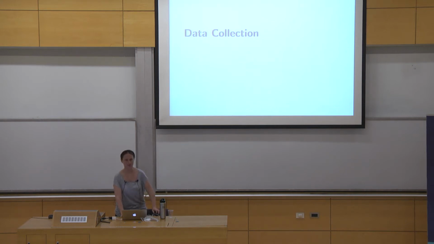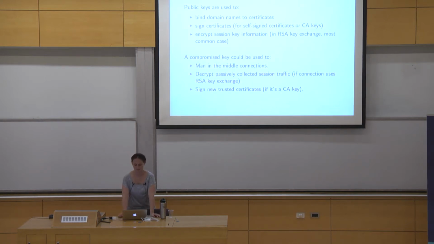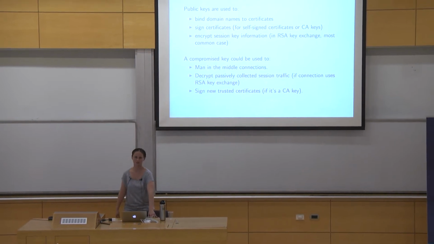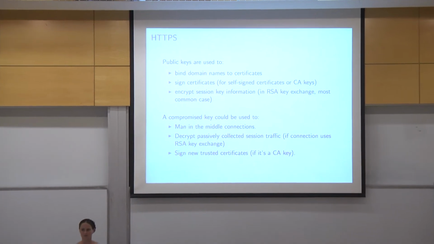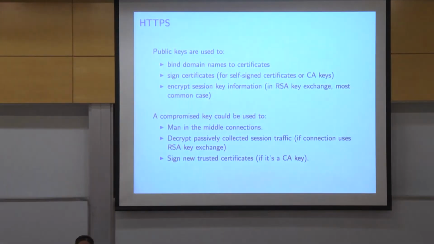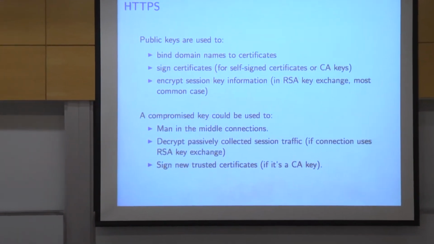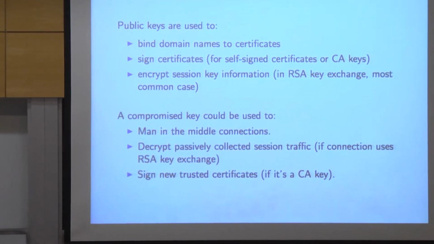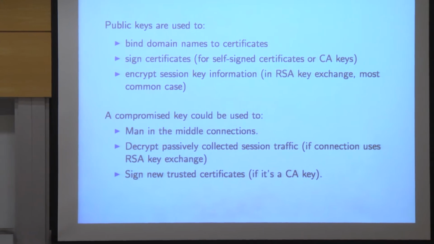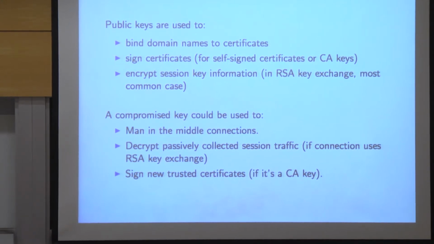So step 1 of this project is getting data. Fortunately, there's a lot of cryptography out there that we can look at. The canonical example of a public key infrastructure that we use every day in practice is HTTPS. In secure HTTP, the public keys are used to essentially bind domain names to certificates so that you're assured that you're actually connecting to the website that you really want to connect to.